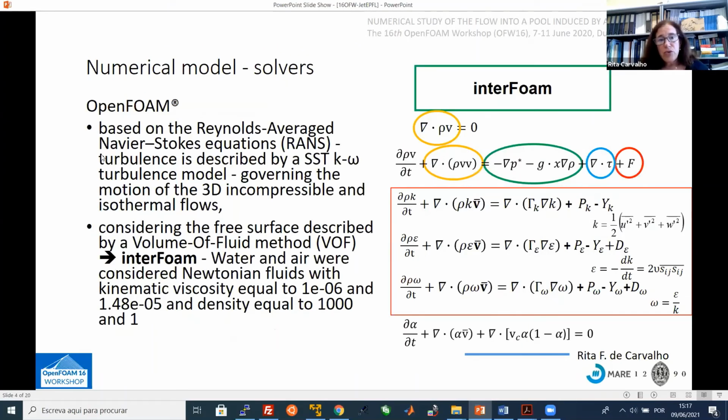We try to do interFoam. interFoam is well known, with the continuity and momentum equations as well as the VOF equation. We include the turbulence model. We use k-omega SST because we want to look at the pressure near the slab.